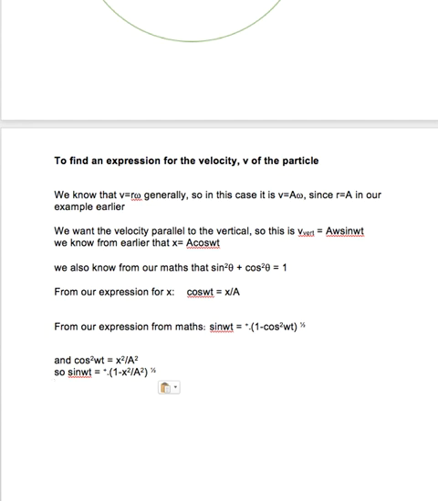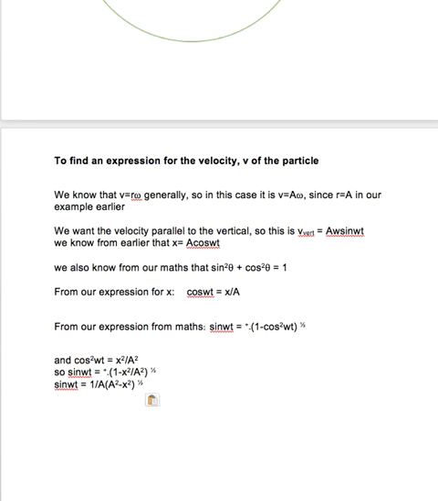So we can take that A squared out, and we can make sine omega t 1 over A times the square root of A squared minus x squared. Basically what I'm doing is multiplying through the A squared here, so I get A squared minus x squared. But then to keep this expression correct, I take my A squared out from my square root and put 1 over A out here. So this expression and this expression are mathematically the same.